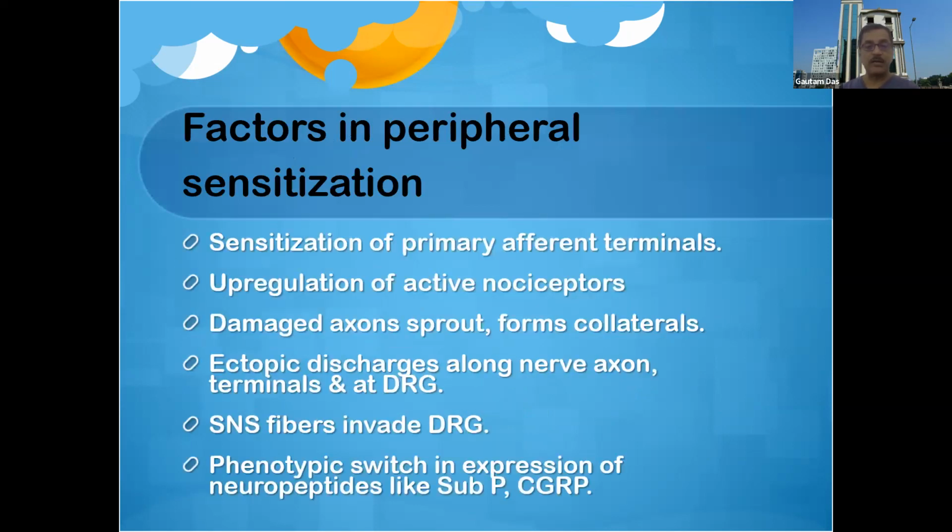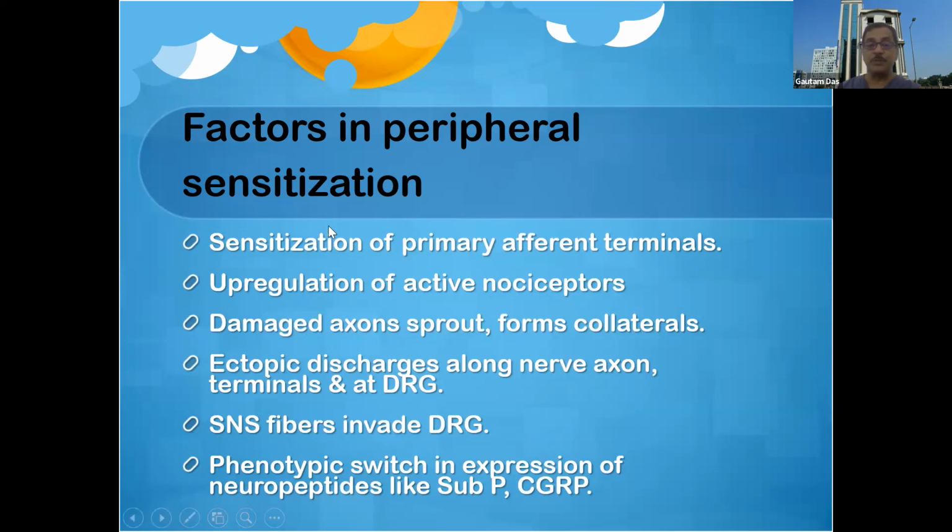So quickly go through the peripheral sensitization points. Normally, we start with the upregulation of active nociceptors, which means the active nociceptor population will be upregulated, with more active nociceptors generating action potentials. The next important part is sensitization of the primary afferent terminals. This means the threshold of the stimulus for generating action potentials, for the conversion of one kind of energy to another, will be reduced. That means a small stimulus can generate action potentials of pain.